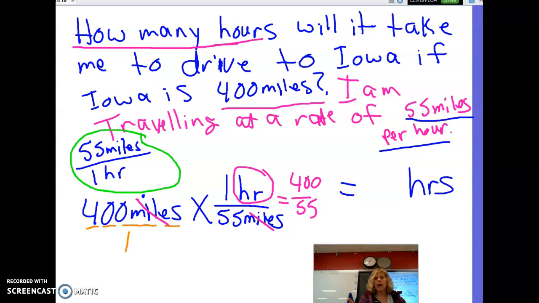I can write this fraction and then I can solve it. I don't want to leave it this way. 400 divided by 55 hours is not the answer I'm looking for. I actually have to do that calculation. It's going to take me 7.27 hours. So hopefully that helps review a little bit on that dimensional analysis piece.